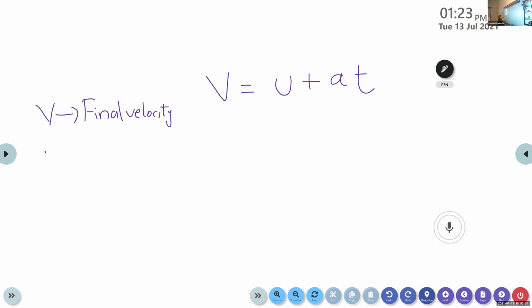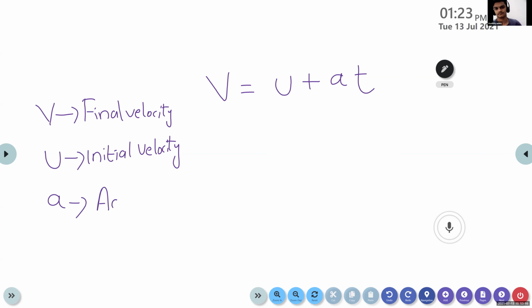What does U represent? Initial velocity. Very good. U is also velocity, but it is initial velocity. Then the next term, A. What does A represent? Acceleration. The next term is T. What is T? Time.